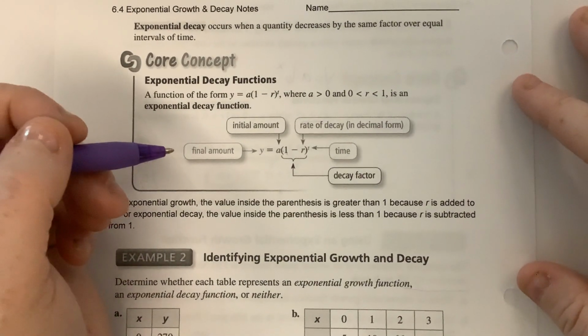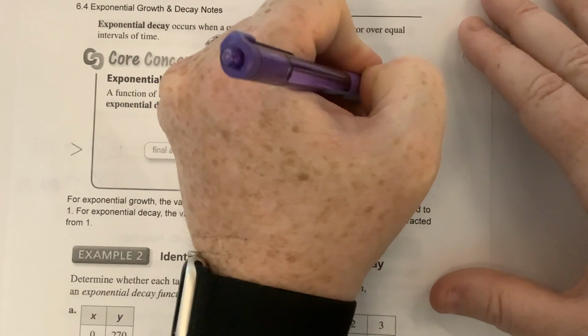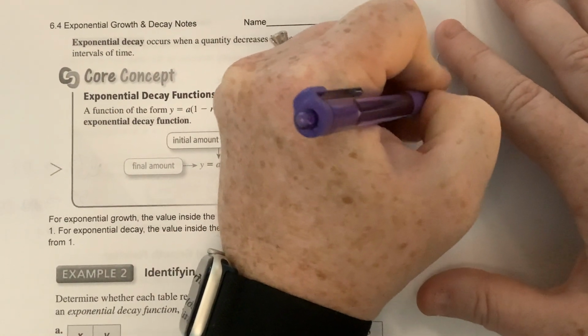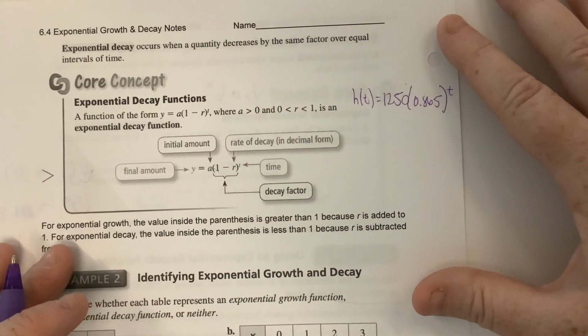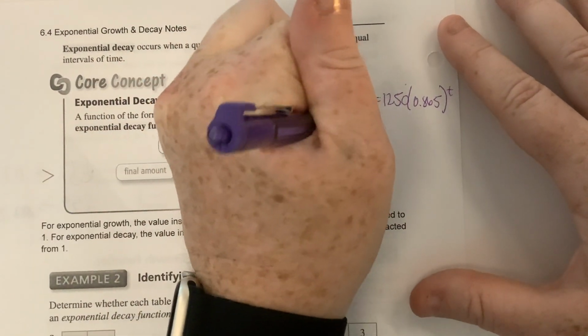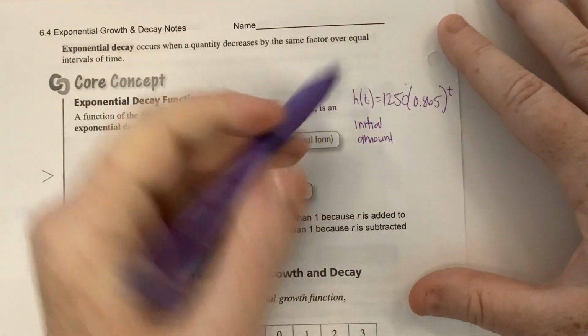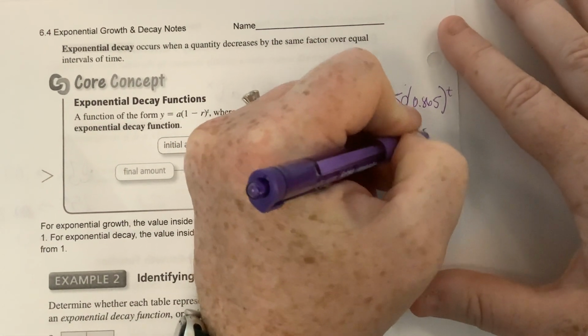So if we were to ask you a question like this, say h of t is 1250, open parentheses, 0.865 to the t. All right, so if it asks you the initial amount, it's asking you for the number in front of the parentheses, the first number, which would be 1,250.